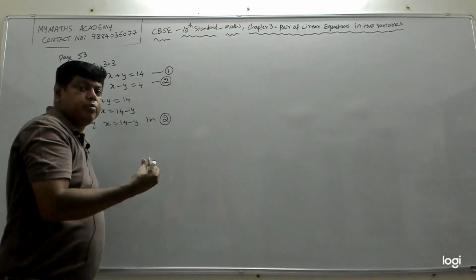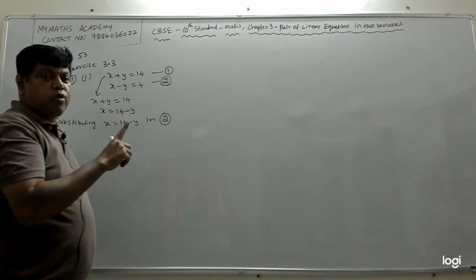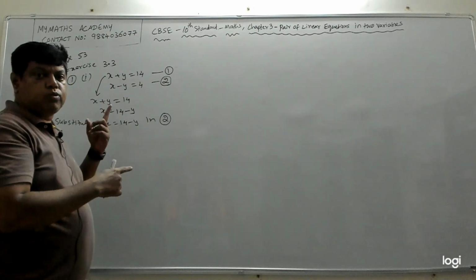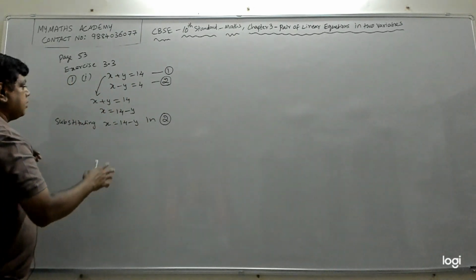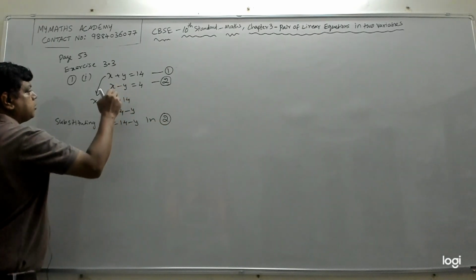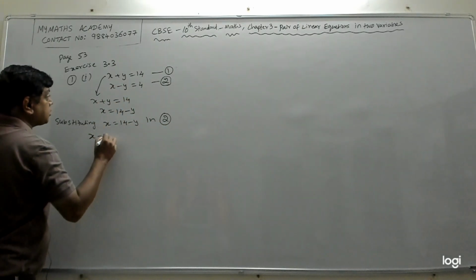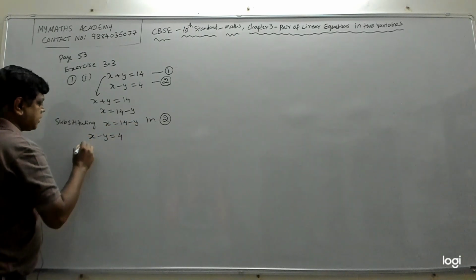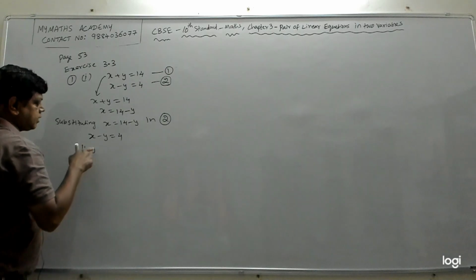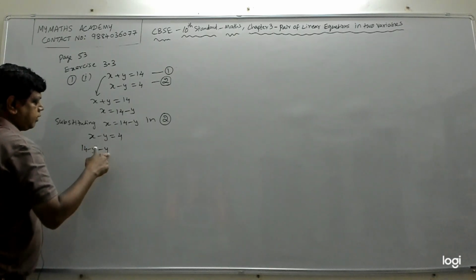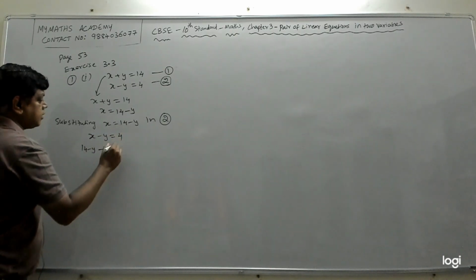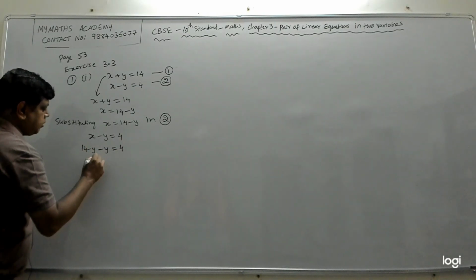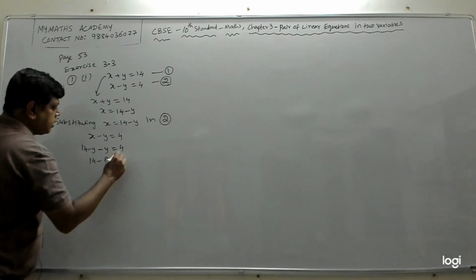Preferably, the first option would be to choose an equation which has coefficient 1 for either x or y. Here everything has coefficient 1, so we can choose any equation to start with. So substitute that in 2. Equation 2 is x minus y is equal to 4. Now substitute x is equal to 14 minus y here. In the place of x, I am going to put 14 minus y. Then minus y, equal to 4. So 14 minus y minus y is 14 minus 2y, equal to 4.